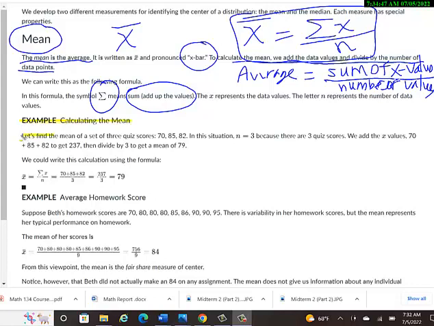So let's do an example just to make sure we really understand it. Let's find the mean of the set of 3 quiz scores.